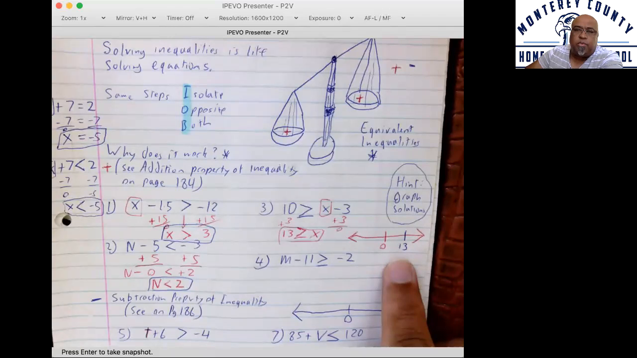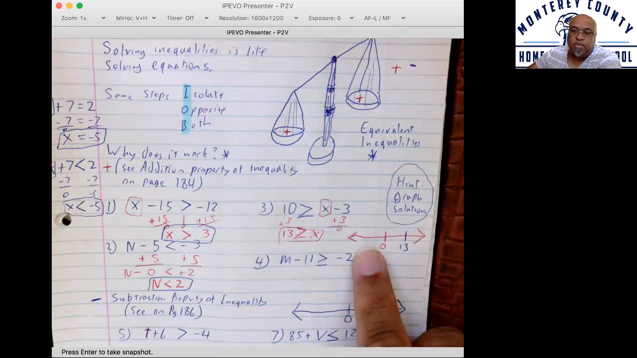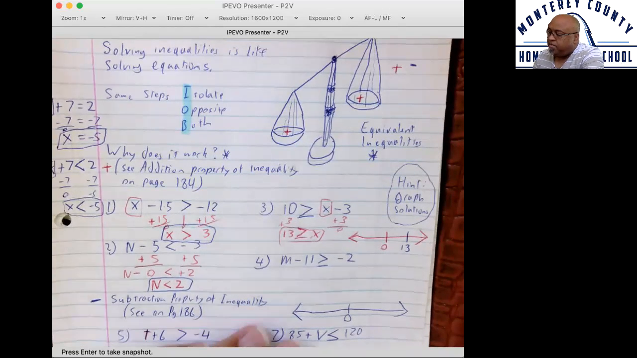Now I will say this, when you graph an inequality and you have to do 10 problems and make 10 number lines, don't bother numbering 0, 1, 2, 3 all the way to 13. The only numbers that need to be on there are 0 and your solution. If your solution is positive, make sure it's to the right of 0, showing that it's going up. If your solution is negative, make sure it's to the left of 0, showing that it's going down. Okay? So now I'm going to graph this.